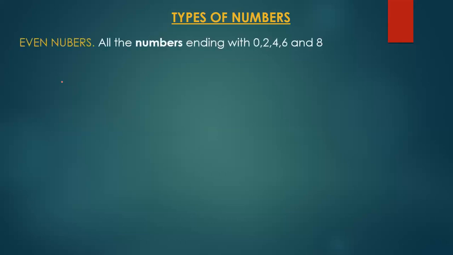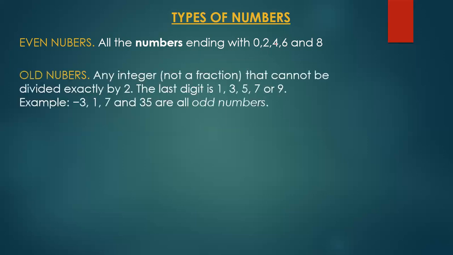The first set of numbers we're going to look at is even numbers. We know even numbers are simply numbers that end with either 0, 2, 4, 6, or 8. You can also define even numbers as numbers that are divisible by 2, meaning where 2 can go in without leaving any remainder.